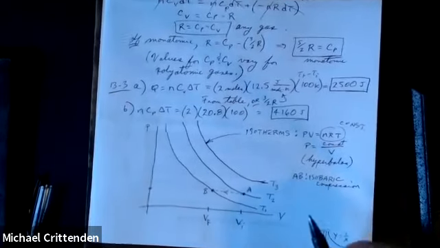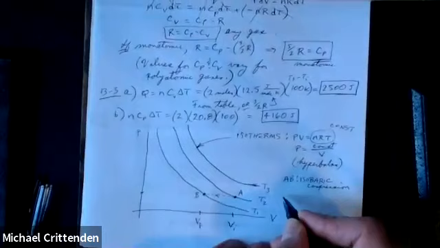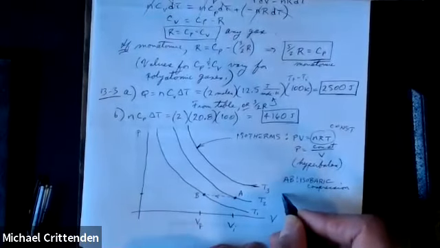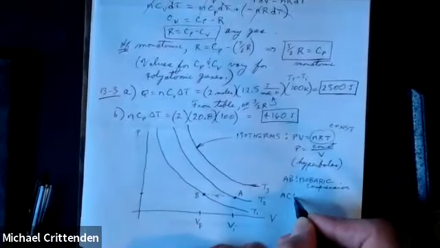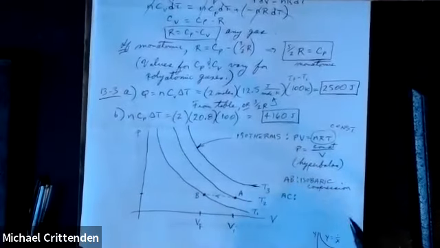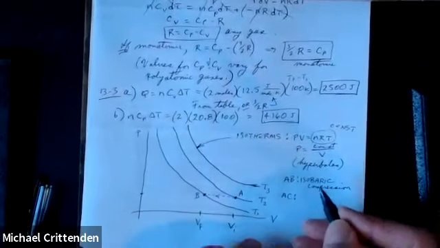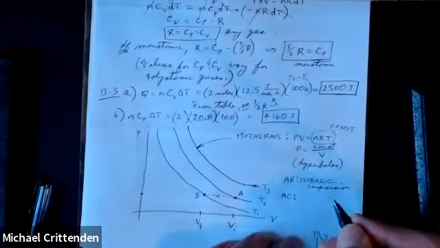Next thing I'm going to put on the graph, I'll label a point C, and the path from A to point C will be an isothermal compression.